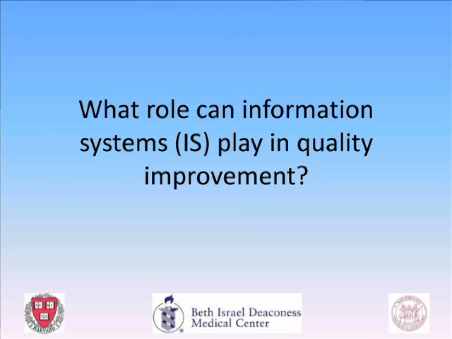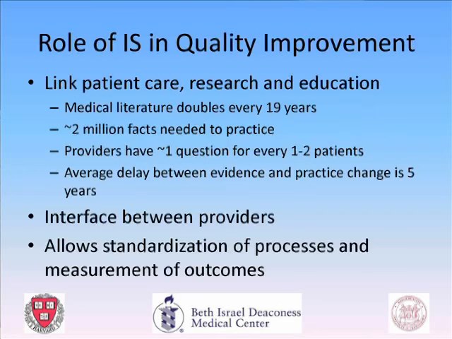Is there a role that information systems can play in quality improvement? There are actually several objectives for why we need information systems in quality improvement. The first is to link patient care with research and education. Medical literature doubles every 19 years. And to be able to practice medicine, you need to know at least 2 million facts.